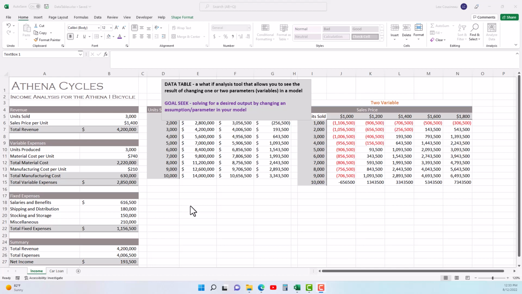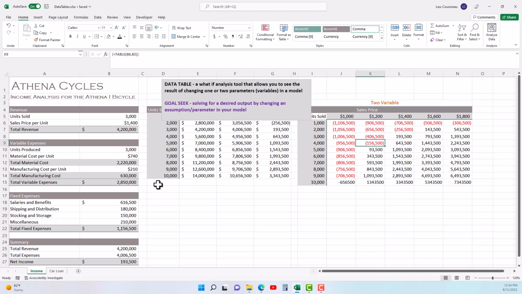Continuing with the concept of what-if analysis, let's now look at the function called Goal Seek, which is basically solving for a desired output by changing an assumption or parameter in your model. So we talked about one- and two-variable data tables. This time the situation is I know what net income I would like to achieve, and I just need to know how many units sold will produce that exact value. So I can use Goal Seek for that kind of question.